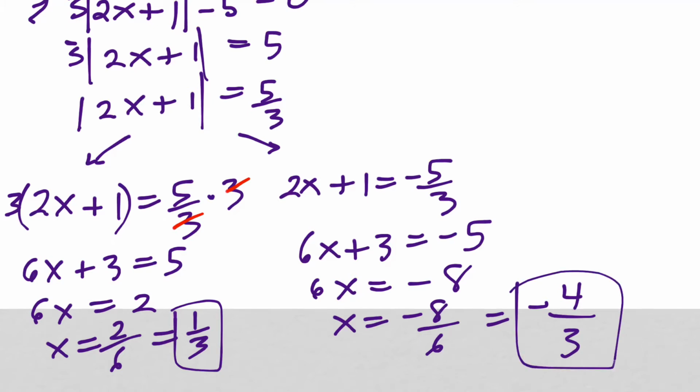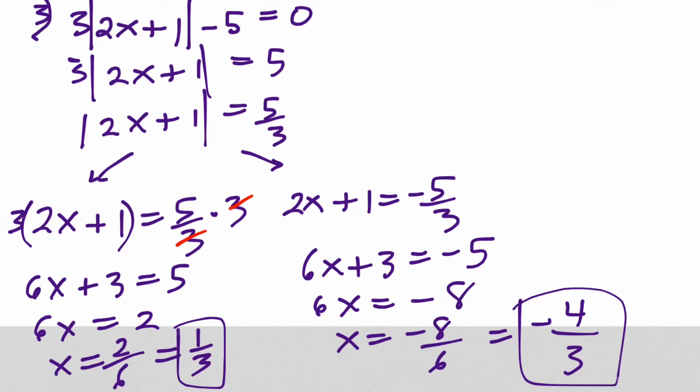So if we go back up here, let's see what we've got. If I put 1/3 in here, that's 2/3 plus 3/3, that's 5/3. Absolute value of that is 5/3. Times 3 is 5. 5 minus 5 is 0. That one checks out. If I put negative 4/3 in here, I've got negative 8/3 plus 3/3 is negative 5/3. Absolute value, so that's 5/3 times 3 is 5. 5 minus 5 is 0, so that one checks out as well.